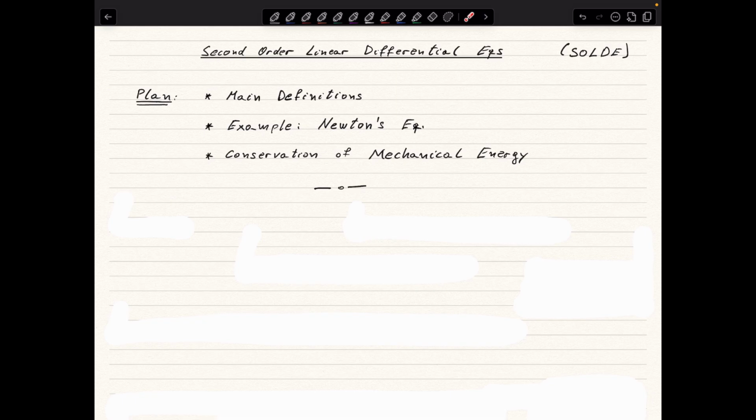Before we start, let's review what is a first order linear differential equation. A first order linear differential equation is an equation of this form where we have the first derivative equal some function of time times the unknown function plus another function of time. The equation is linear, we said, because the unknown function on the right hand side appears with power 1 or with power 0. So that was first order, and it's first order because the maximum derivative is the first derivative.